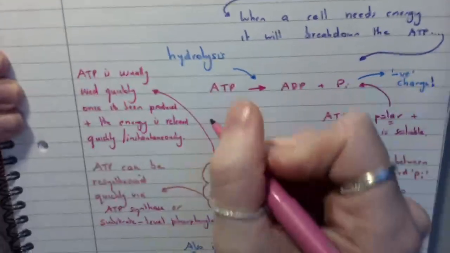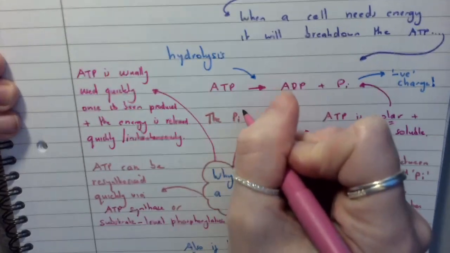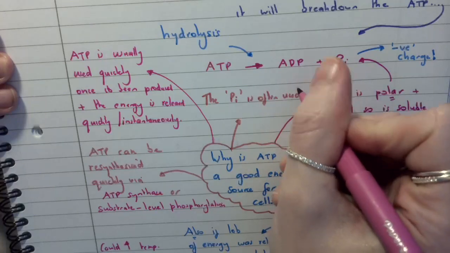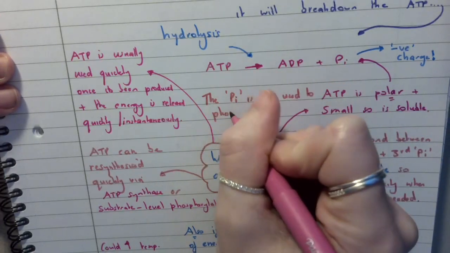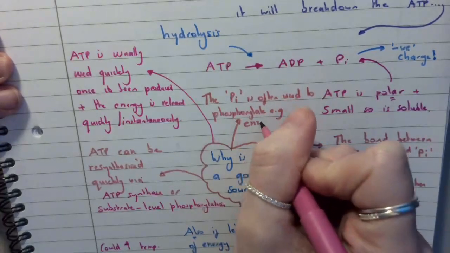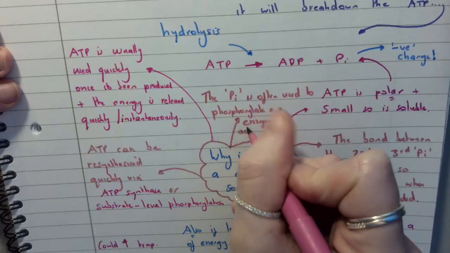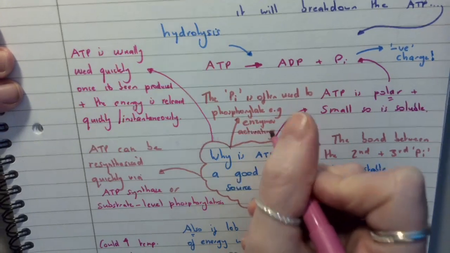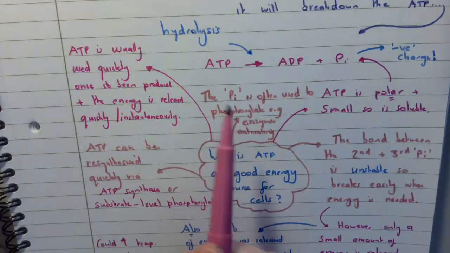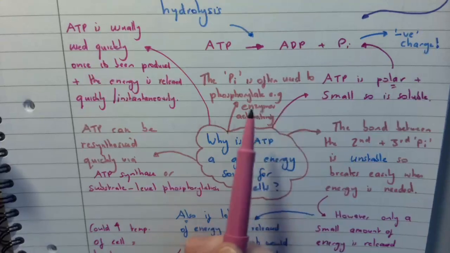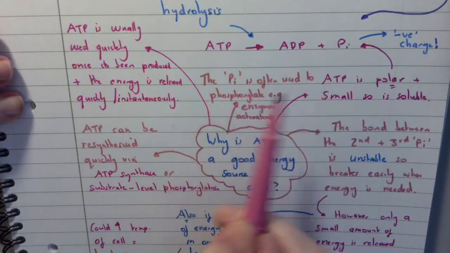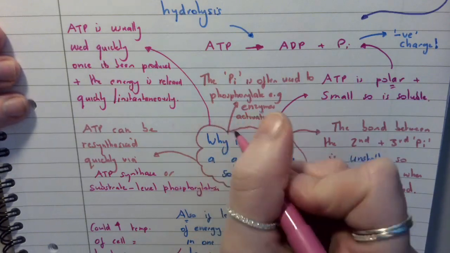So I'm just going to put the Pi, the phosphate group there, is often used, I'm going to have to squeeze this in now, to phosphorylate, and I'll just put e.g. enzymes, activating them. Often when an enzyme or a protein is made, it's not active straight away. Something has to happen first in order for that enzyme to get activated. One of the main ways of activating an enzyme or a protein is by adding a phosphate group to it, or several phosphate groups to it. So the Pi is often used to phosphorylate, e.g. enzymes, activating them.